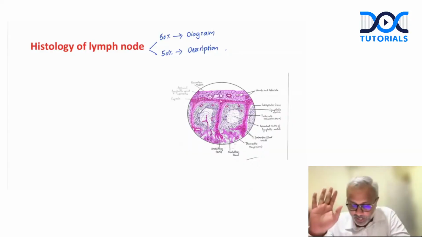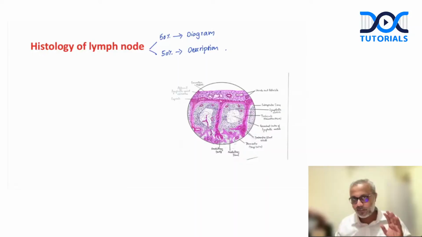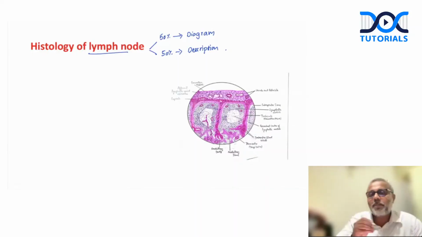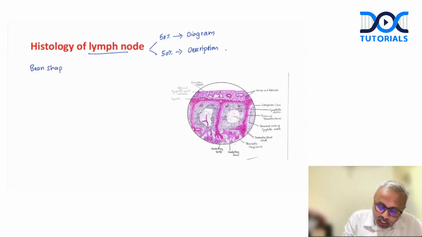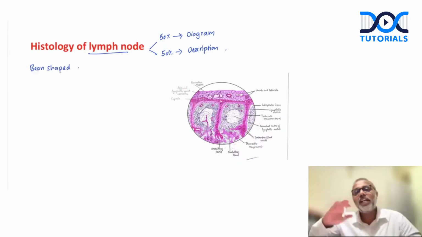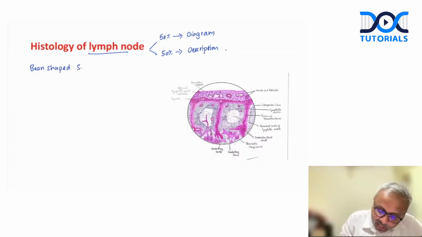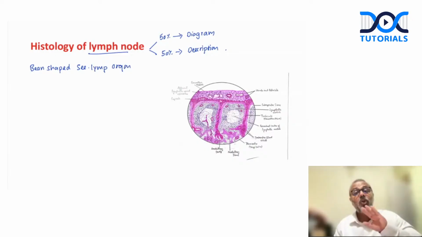Now, how do you do it? So histology of lymph node. Now, how I would describe it. First, start with a brief introduction of what is lymph node. Lymph node is a bean-shaped organ located in between lymphatics. Bean-shaped secondary lymphatic organ. Done. That's it. Go directly to microscopic structure.